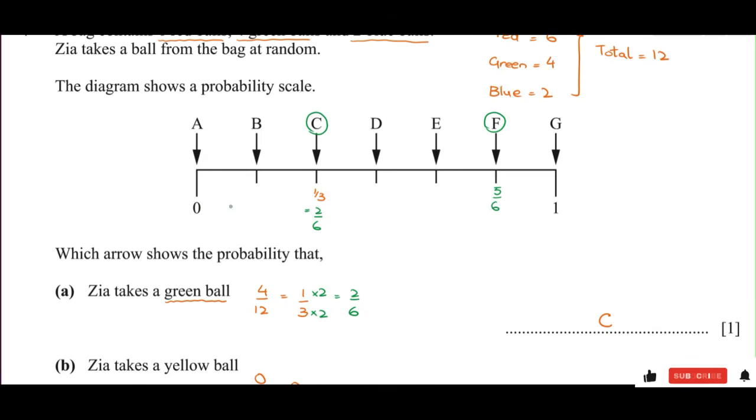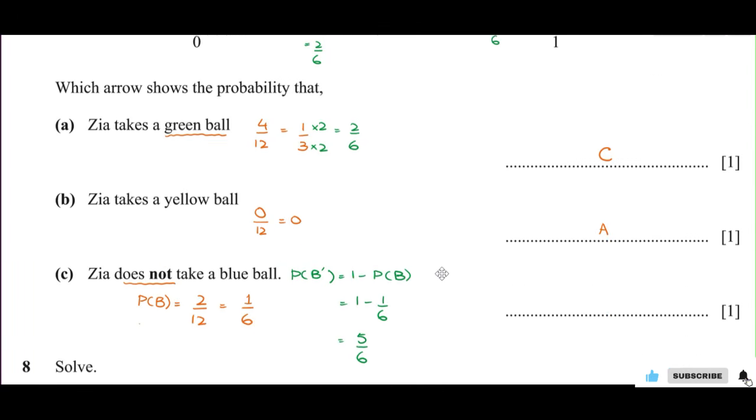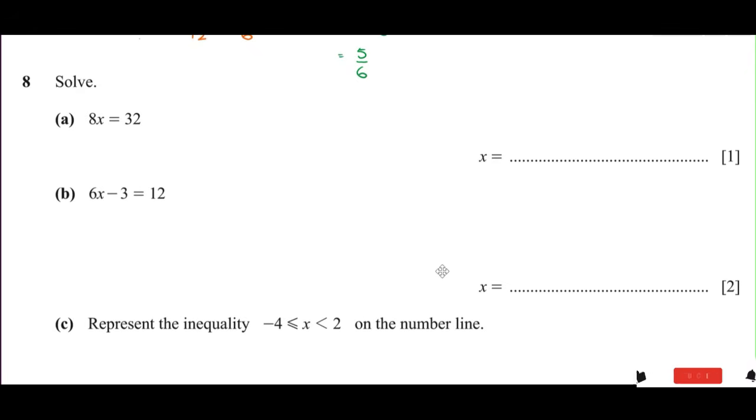So it is better to make the denominator the number of sections this line is divided into. So this line is divided into 1, 2, 3, 4, 5, and 6 equal sections. So this is 5 by 6, this is 4 by 6, this is 3 by 6, 2 by 6, 1 by 6, and 0 by 6, and this is 6 by 6. Okay. All right, now for question number 8, we need to solve part A.